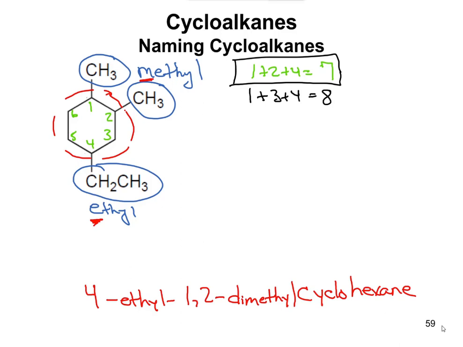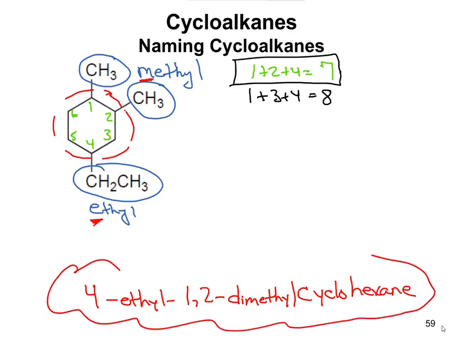So again, a little bit confusing in terms of making sure that you follow all of the rules. Once you understand these rules, if you apply the rules, you'll always get to the right answer. So that's a long name, right? 4 ethyl, 1, 2 dimethyl cyclohexane, but that's our final answer here.